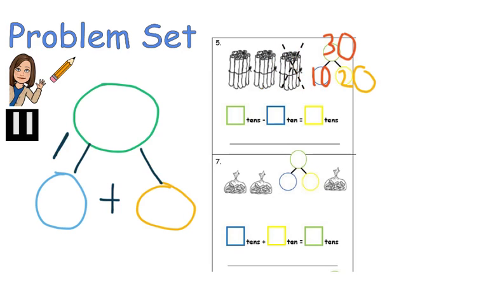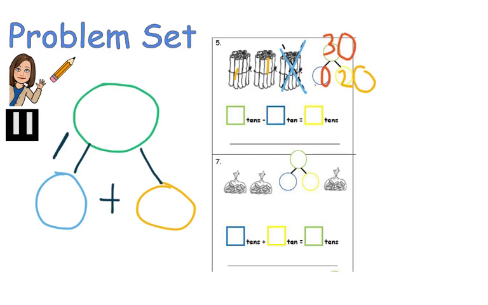Okay, do you see how we did that? We looked at the total number. Then we looked at how many were crossed out. And then we looked at how many are left. So we started with 30. We crossed out 10. And there is 20 left.